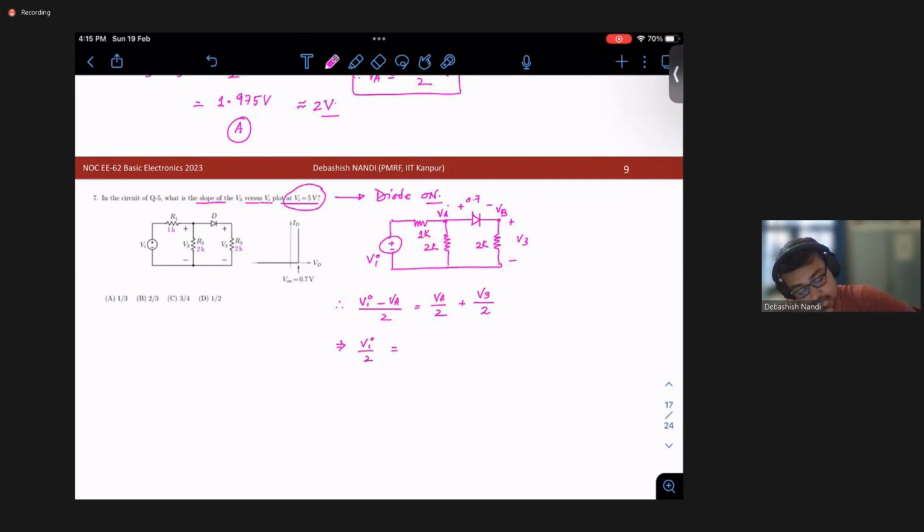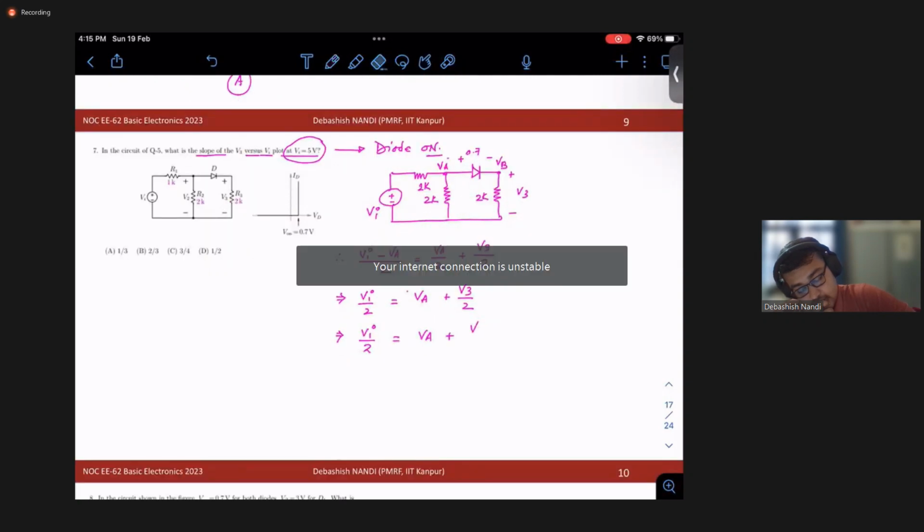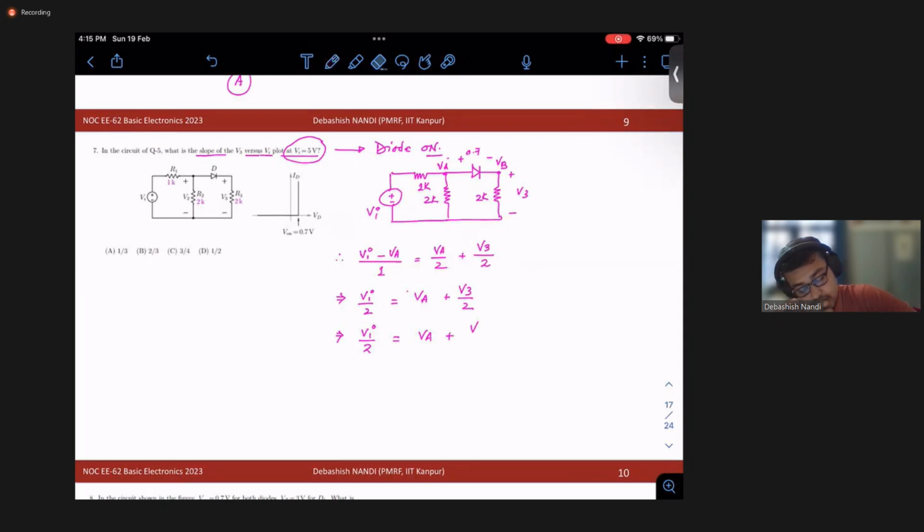That means my Vi by 2 is becoming Va plus this is, wrong. Sorry, this is, Vi minus Va is 1K. Yeah, right. Yes, this is 1K, this is 3 by 2, this becomes V, just hold on a minute. VA is my V3 or VB plus 0.7 plus V3 by 2, right? Then my VA.